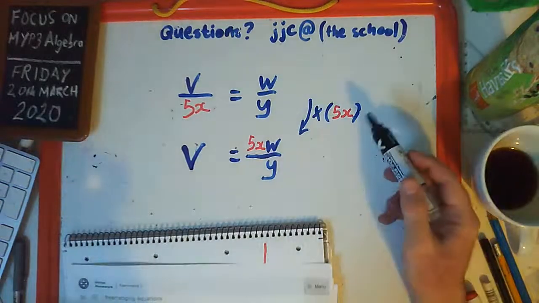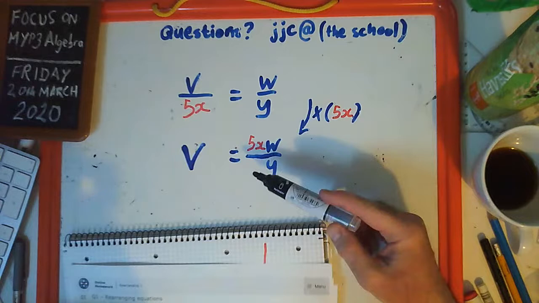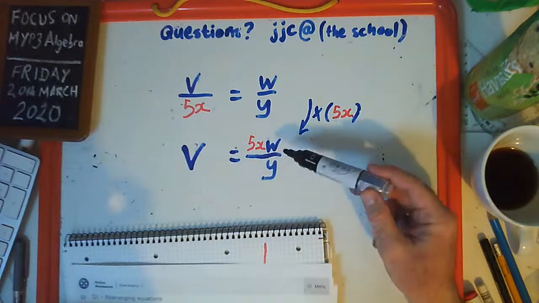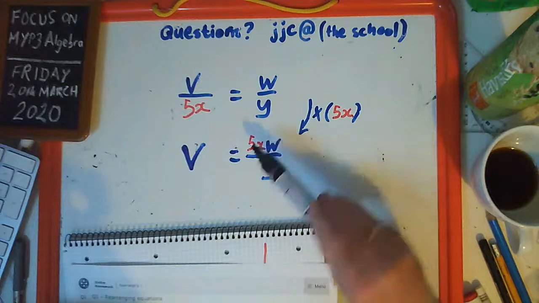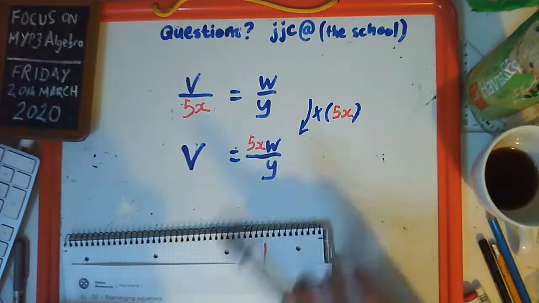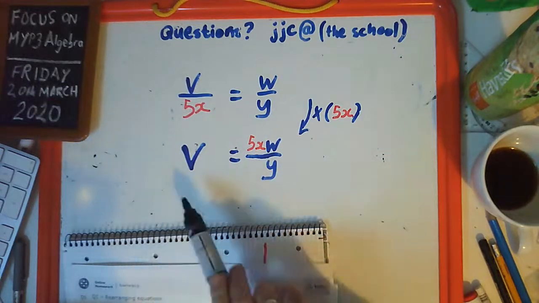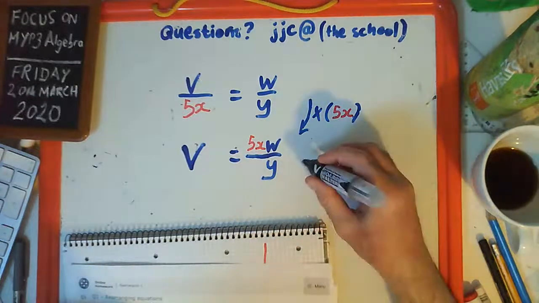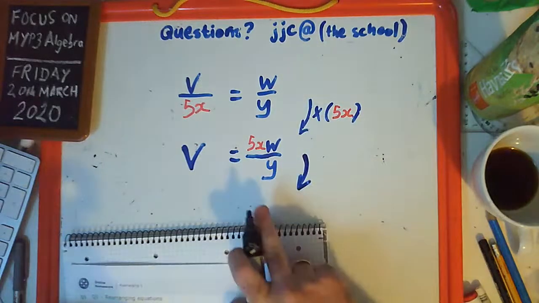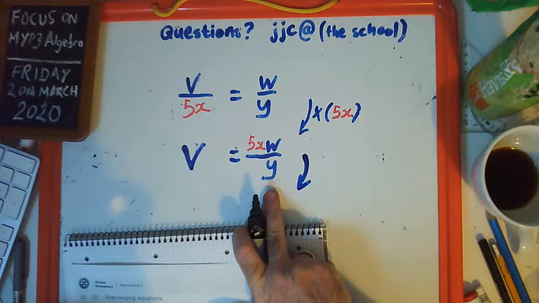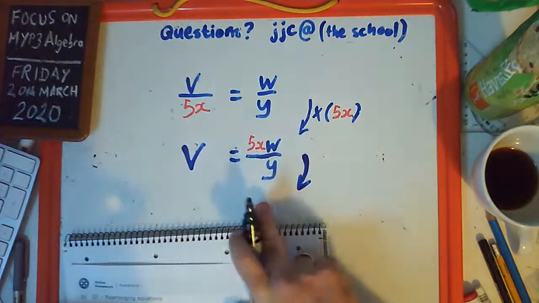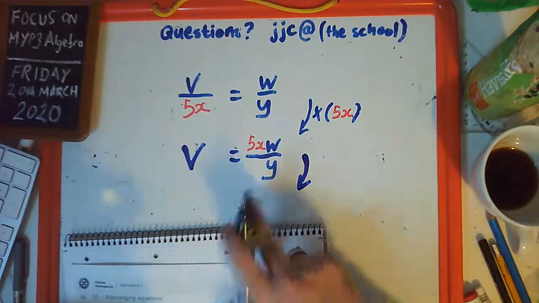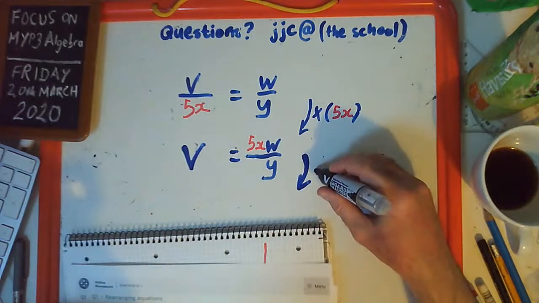Okay, so I've multiplied everything by 5x to get v equals 5xw over y. I've tried to stick to the convention here of having the numbers first followed by the letters. And that's got rid of one of the fractions. I'd like to get rid of this other fraction. So I've got v equals some or other stuff here divided by y. I'd like to get rid of that fraction.